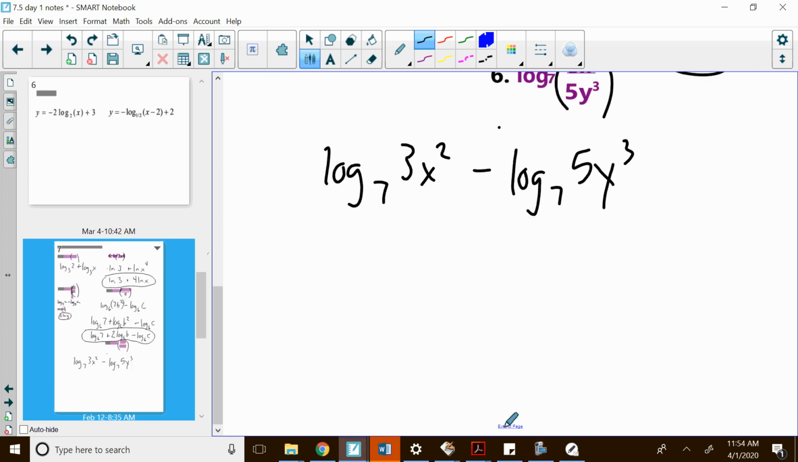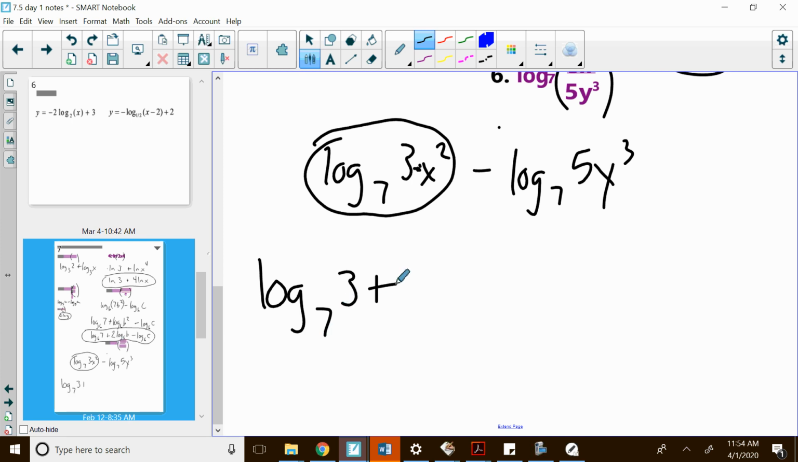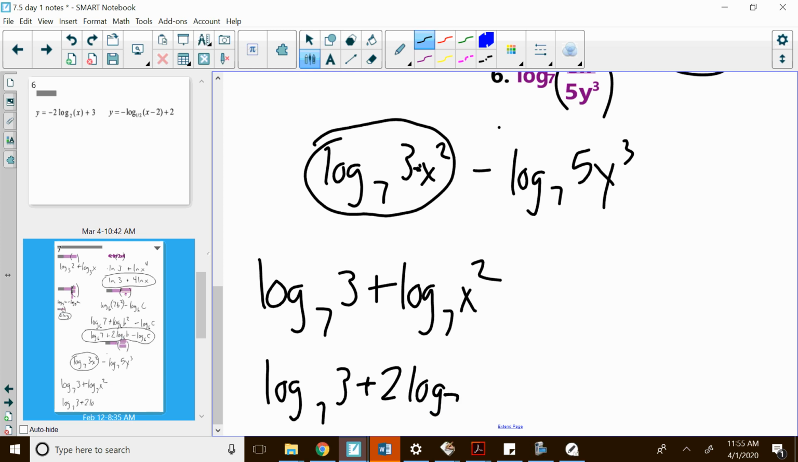Okay. So then I'm going to expand this, and then we'll get to the second one in a second. All right. I'm going to separate. There's a product right there. That's a product. So I'm going to separate that out. That would be the log base 7 of 3 plus the log base 7 of x squared, which would be the log base 7 of 3 plus 2 times the log base 7 of x. Okay, expanding using the power rule right there.